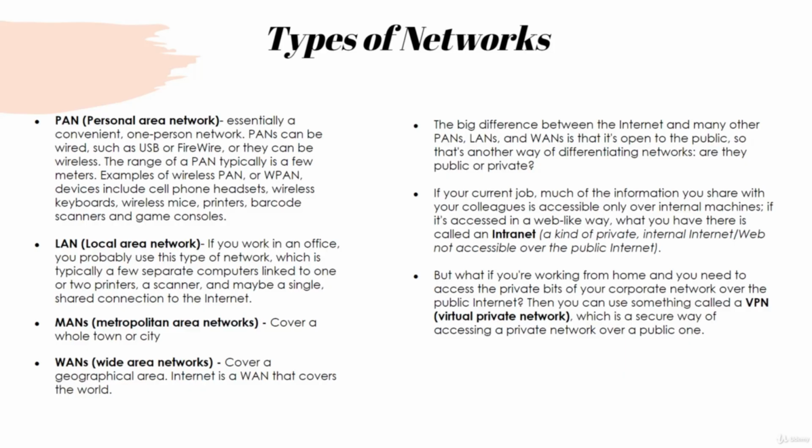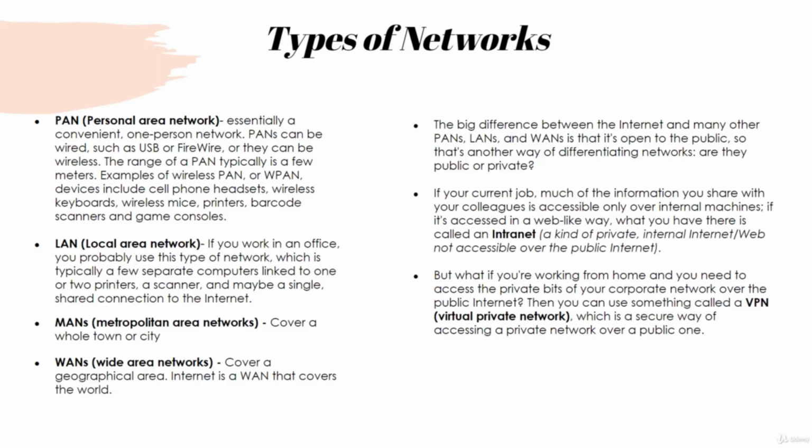And then we have a metropolitan area network, and this is essentially where it covers an entire town or city. And then we have a wide area network, a WAN. This typically covers a geographical area. You can think of the internet as a WAN that covers the entire world.